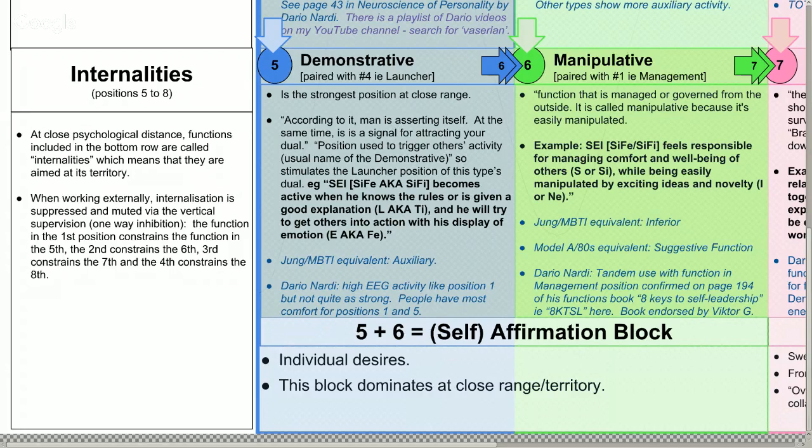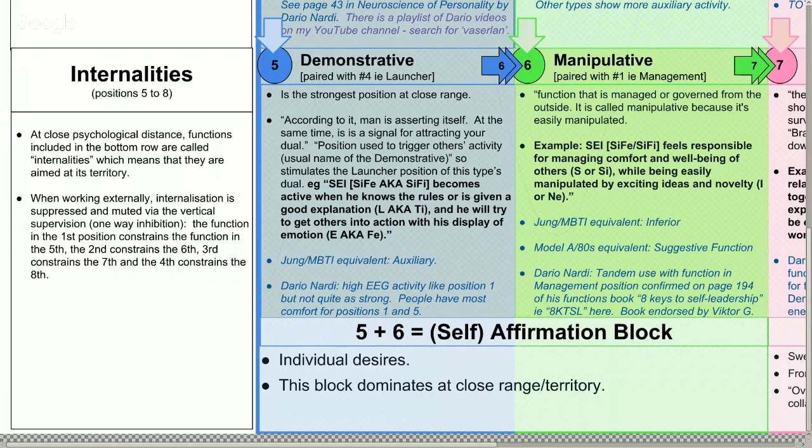Yeah, the green is equivalent to the inferior function in Jung and MBTI. The Model 8 is equivalent to the suggestive function. Oh yeah, and Dario said that it is used in tandem with the lead function, and he said that on page 194 of his book, 8 Keys to Self-Leadership. I'll show that in a moment.